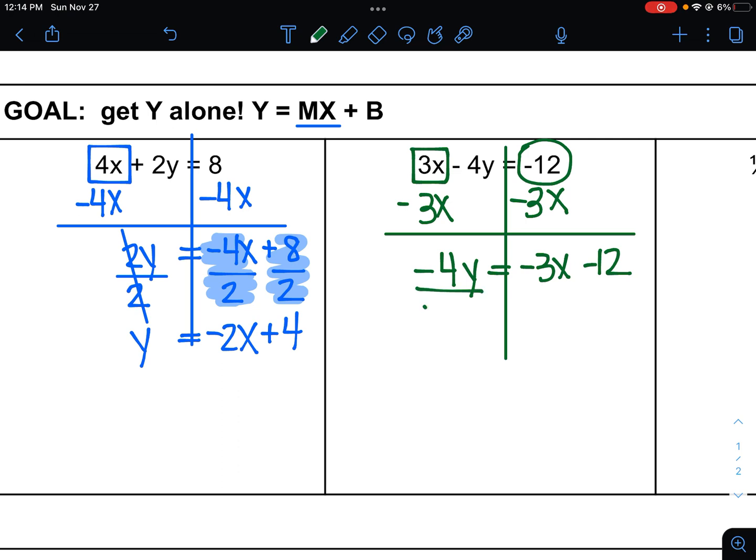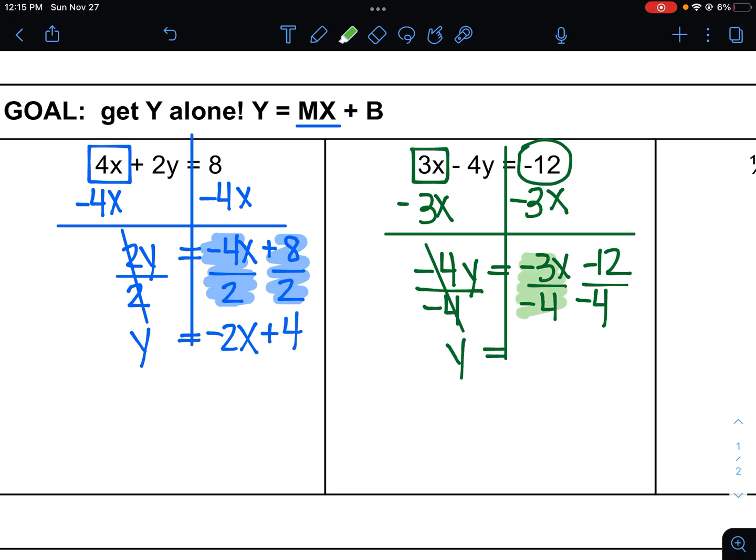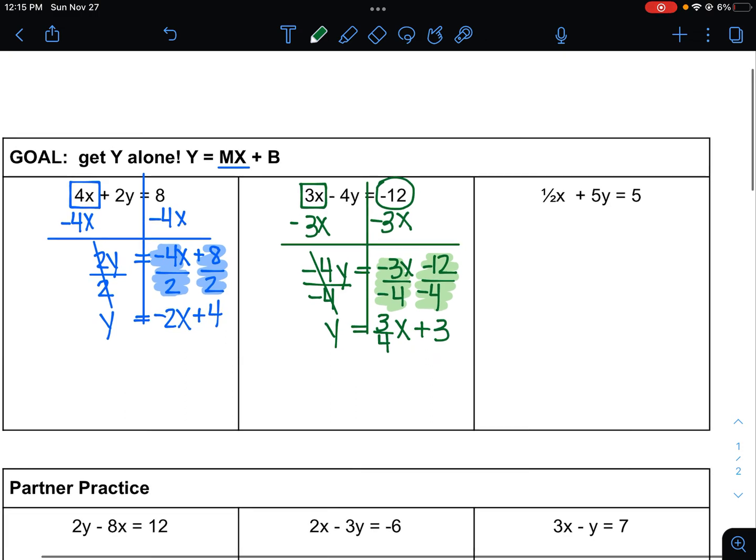The coefficient is negative 4, so every term is going to be divided by negative 4. The negative 4's become 1y. We have a negative 3 and a positive 4, or negative 3 and a negative 4, so those are going to become a positive 3/4. We're going to leave that as the coefficient fraction 3/4 x. And then we have a negative 12 divided by a negative 4, which is going to become a positive 3. So you have to be aware of those integer operation rules when you're simplifying the right side of the equation.